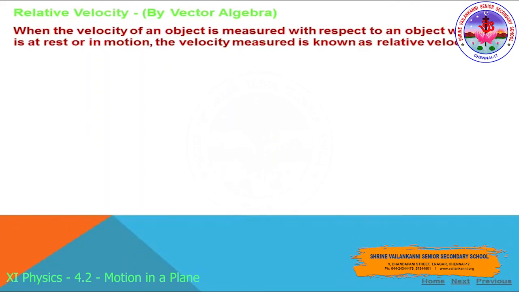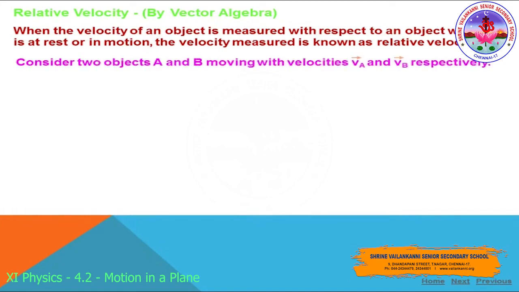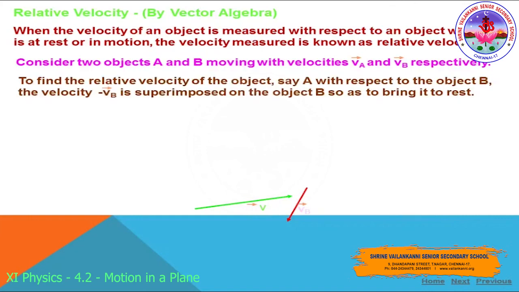Now suppose we see two objects A and B which are moving with velocities vA and vB with respect to the ground. Then the relative velocity of object A with respect to B, vAB, is equal to vA minus vB, we know, and B may be varying. That means to find the relative velocity of object A with respect to B, the velocity minus vB is superimposed with B so as to bring it to rest position.